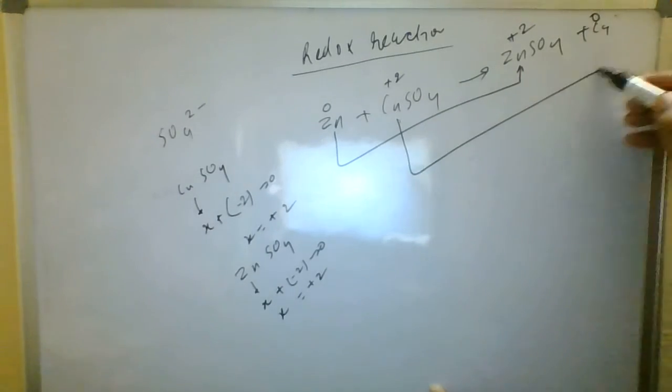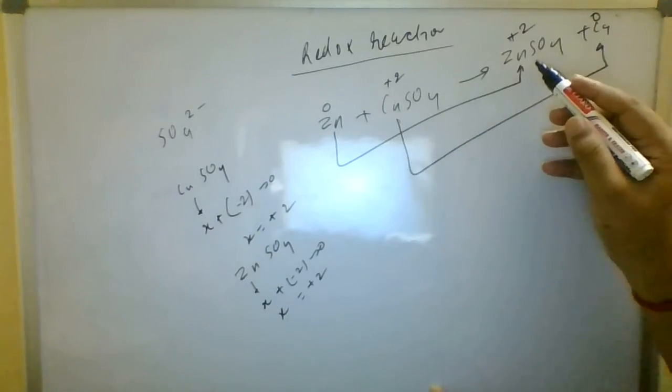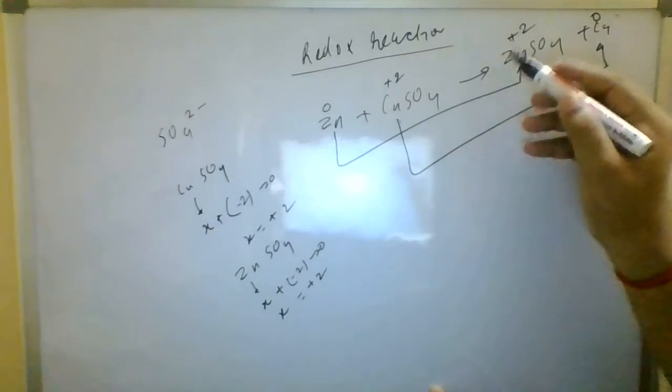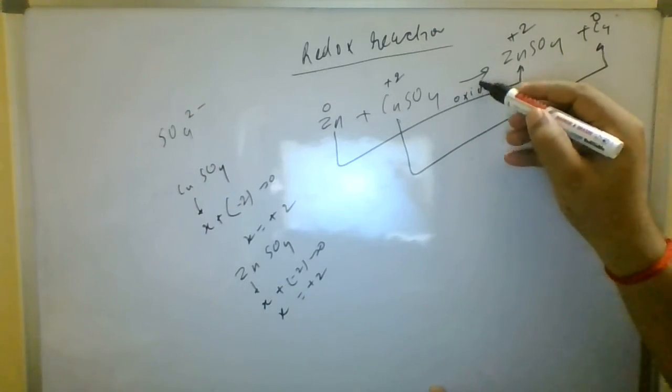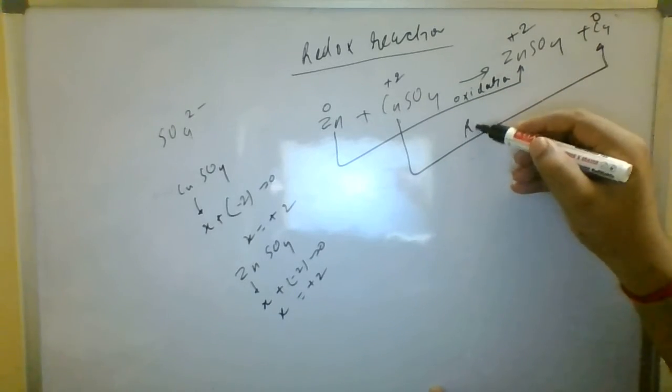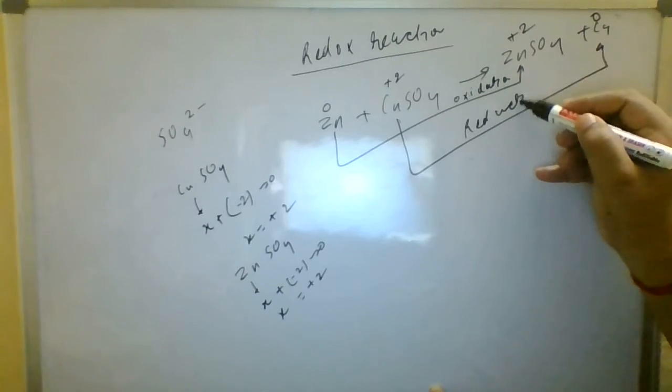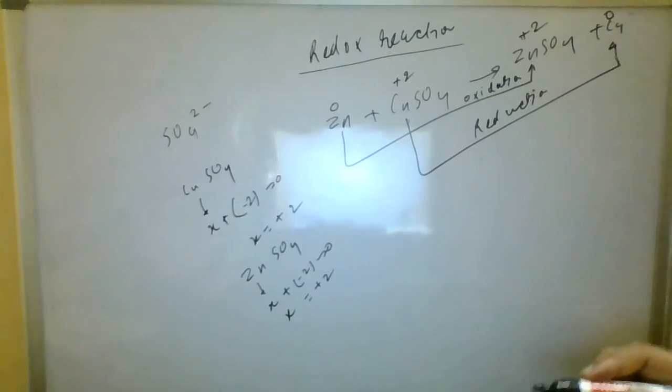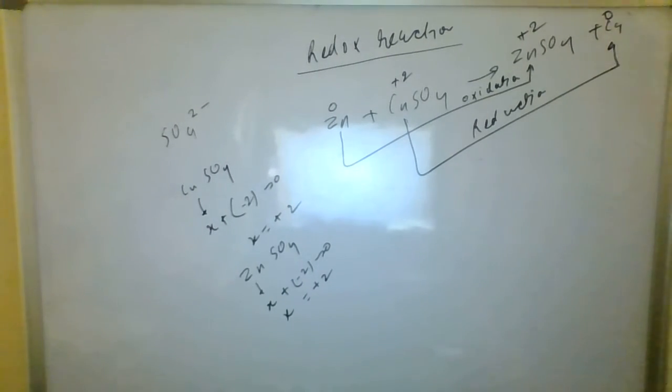So let us see what is happening. Zinc goes from 0 to plus 2, this is the oxidation. And copper goes from plus 2 to 0, this is reduction. So both reactions are taking place together. So this is again an example of the redox reaction.